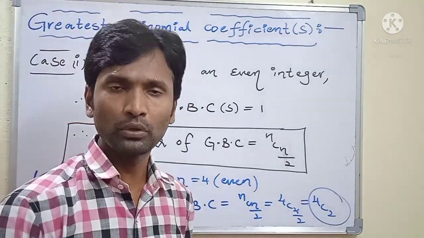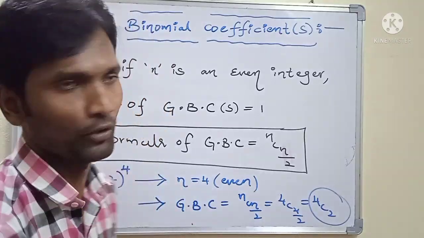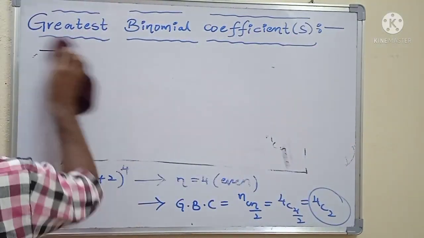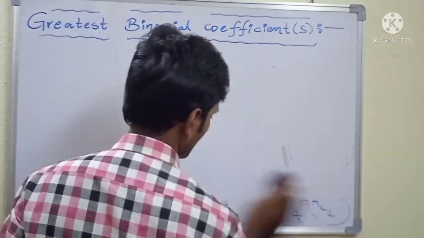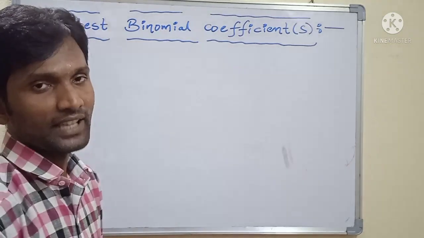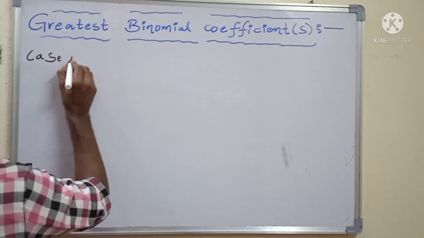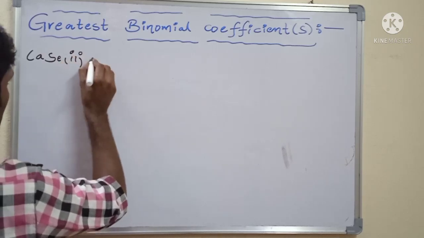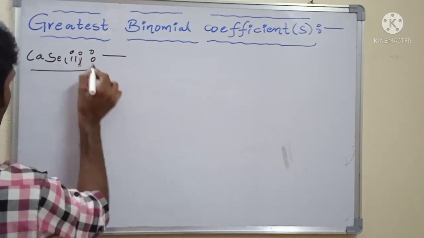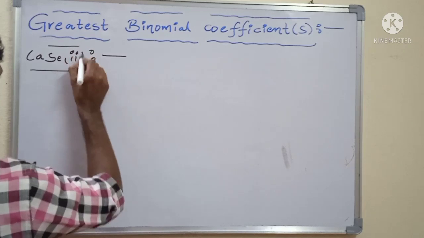Now we are going to see the second case of identifying the greatest binomial coefficient. The second case is like this. See this one.